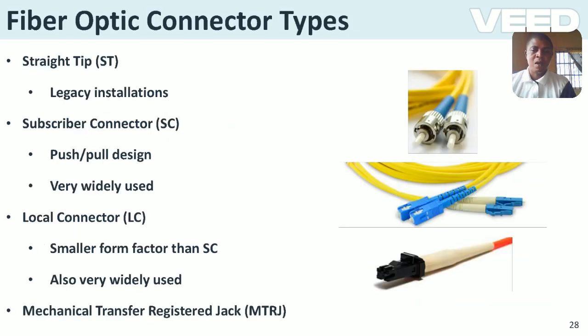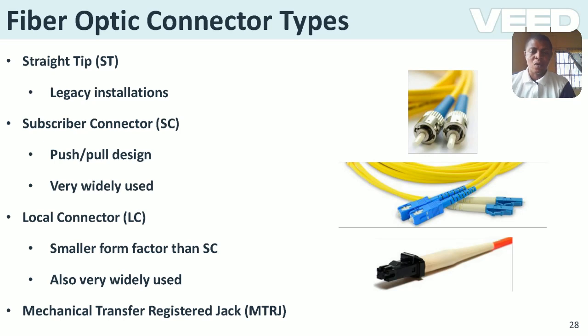So we have the fiber optic connector types. We have the straight tip, which is the ST type. It is a legacy installation, like what we have as Cat5 in the other lessons. Another one is the subscriber connector, used in a push and pull design. It is very widely used all over. Any cable you see now, most of them use subscriber connectors.